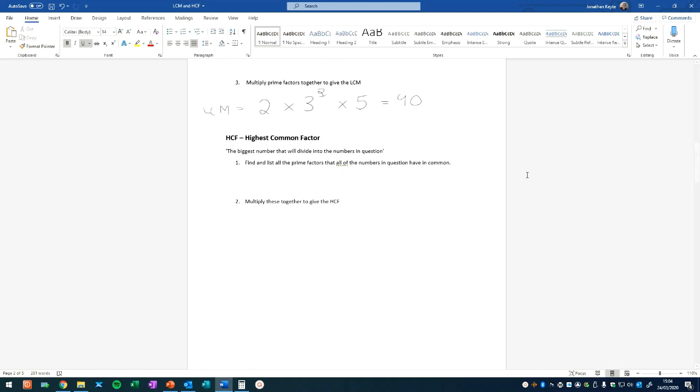So for example, if we take 18 and 30 again, we know 18 equals 2 times 3 times 3, 30 equals 2 times 3 times 5. And then you find all the ones that they have in common. So quite simply, you could even do this by drawing a little Venn diagram.